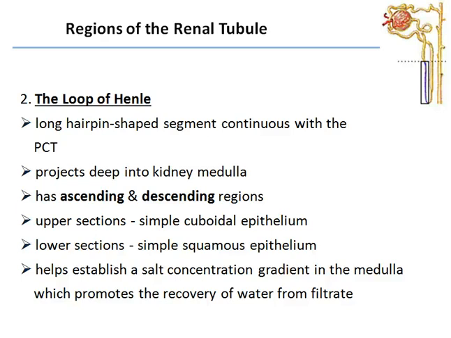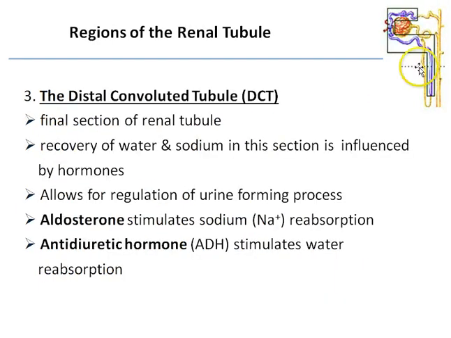The distal convoluted tubule is the final part of the nephron. As indicated here, this is the portion just before we attach to the collecting duct. Now in this section there's also recovery of water and sodium, as we've seen in other areas. However, what can also occur here is that the recovery of water and sodium can be fine-tuned by the release of specific hormones into the bloodstream.